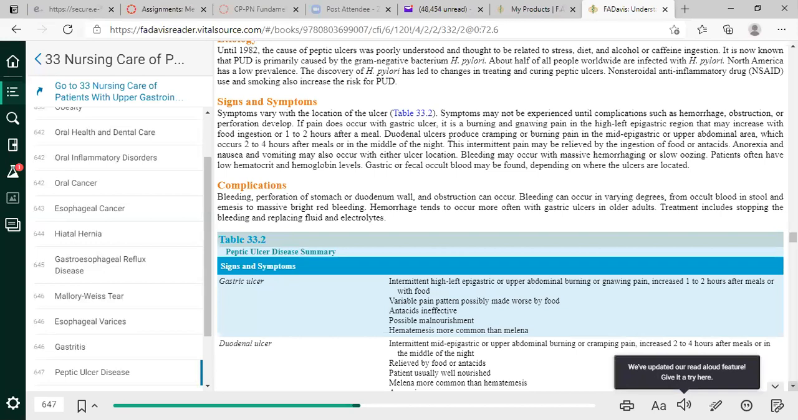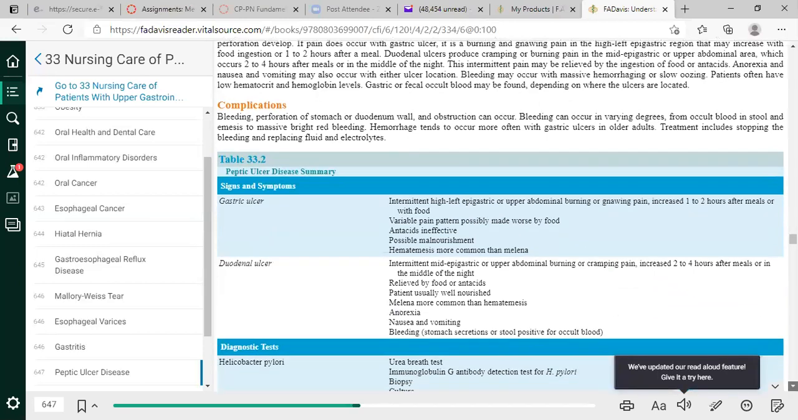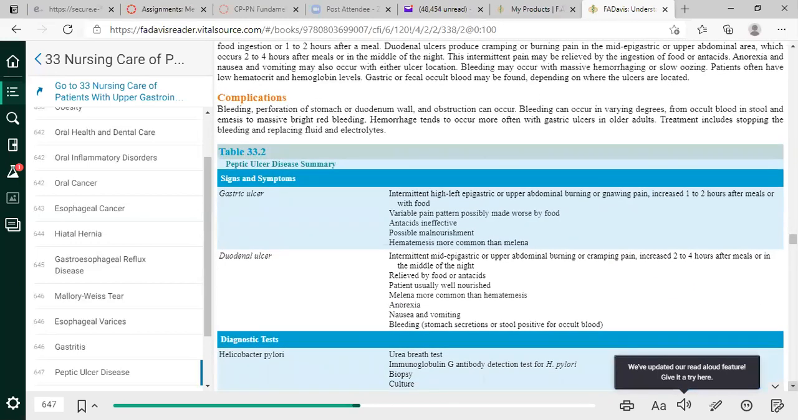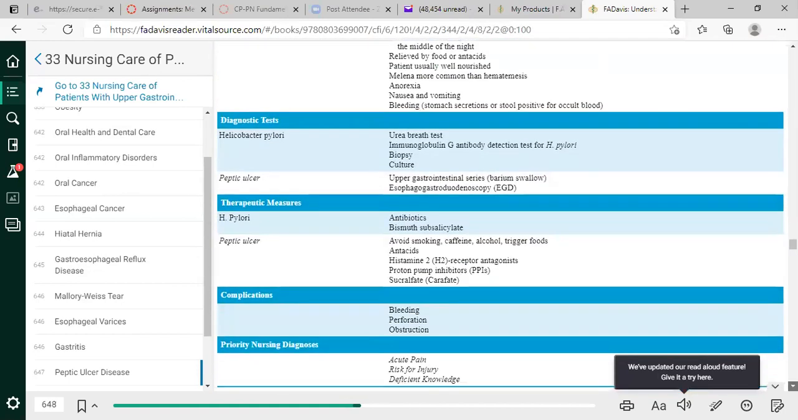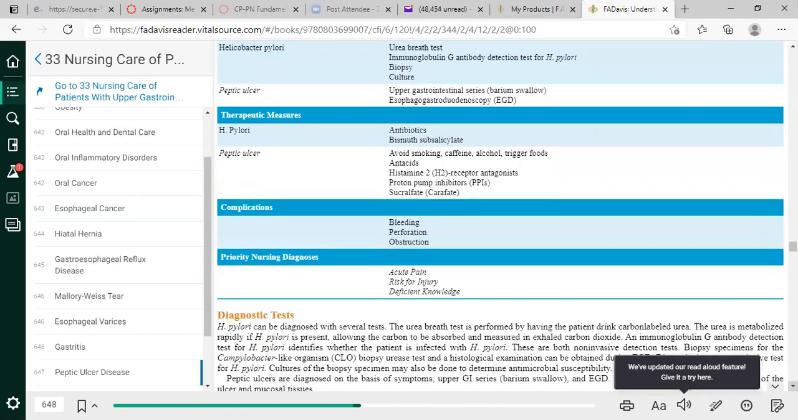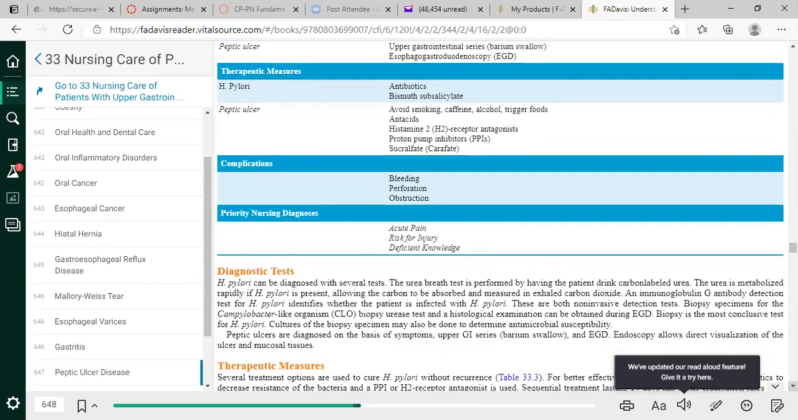What is the nursing diagnosis for a patient with PUD? Your patient has PUD, what is the nursing diagnosis for that patient? So we know the patient is at risk for bleeding. We know the patient is at risk for pain. The patient may also be deficient in knowledge about the disease process, so the patient will require some education.